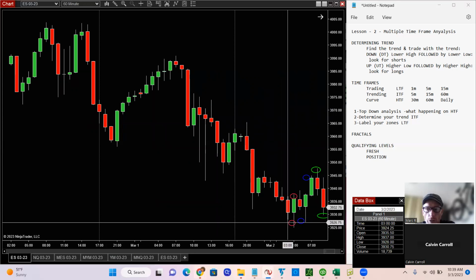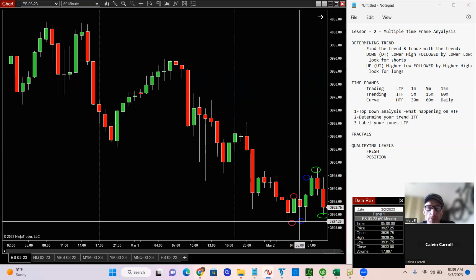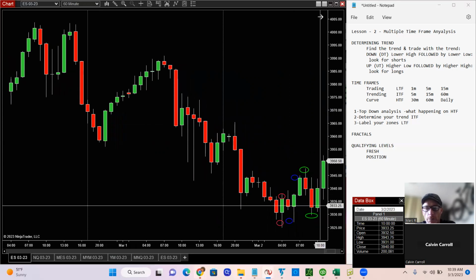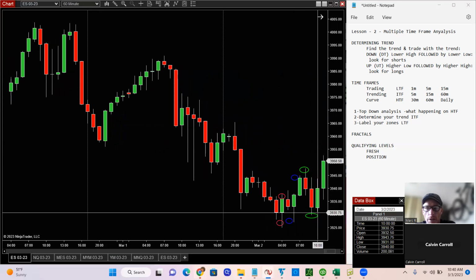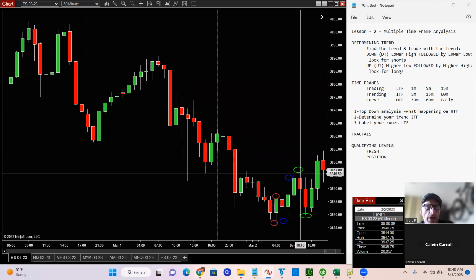So the red circle is a point on the chart where the 1 minute made a higher low and then made a higher high. The blue circle is a point on the chart where the 5 minute made a higher low and then made a higher high. And the green circle is a point on the chart where the 30 minute made a higher low and then a higher high.